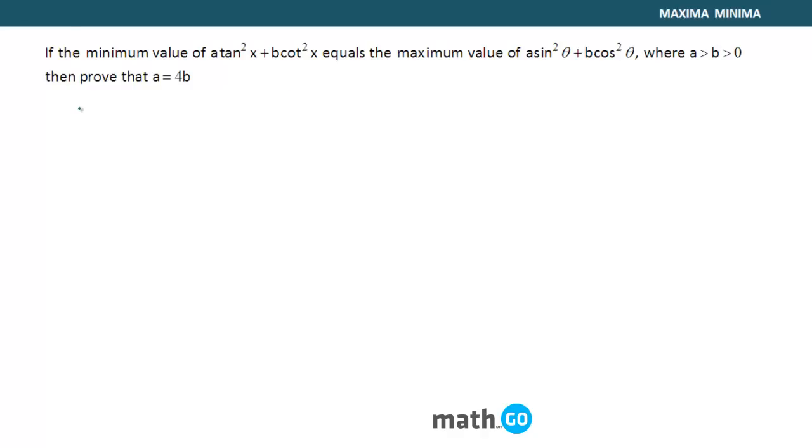So let's say a function that is given to you is f(x) = a tan square x plus b cot square x, right? This is given to you, and it is said that the minimum value of this particular function is equal to the maximum value of the other function, right? Maximum value of this other function which is in terms of a, b and theta, right? Clear? So let's first of all find the minimum value of this function. Okay, so how will you find the minimum value of this function?